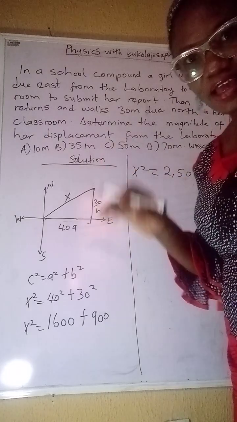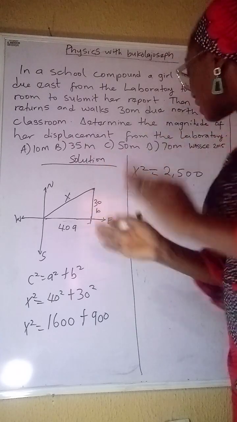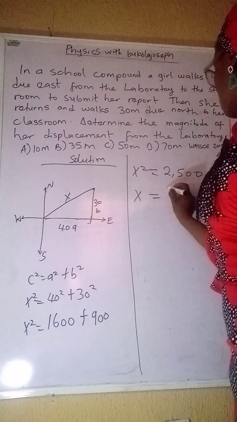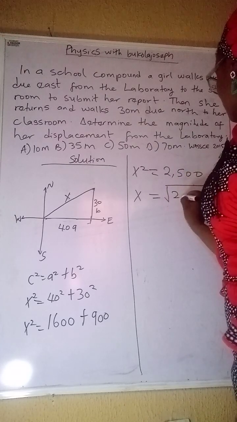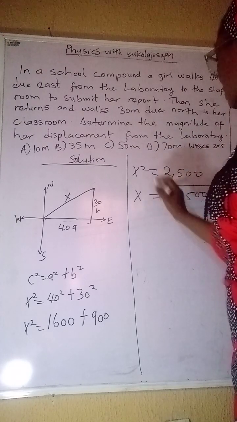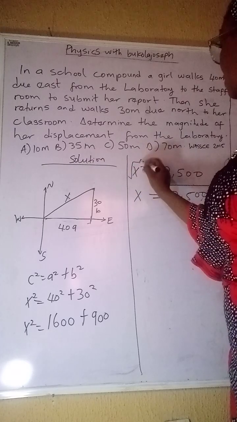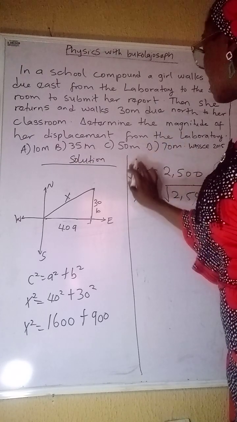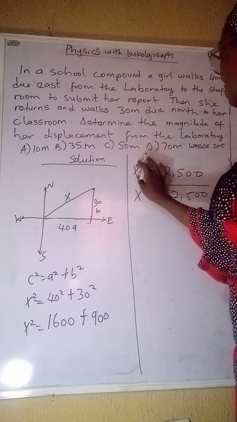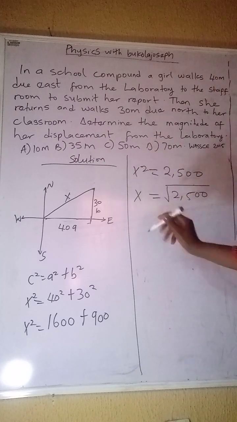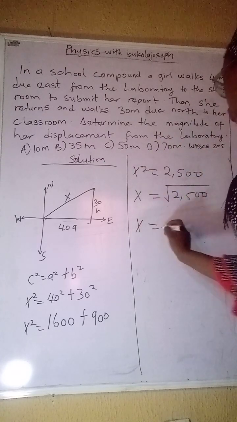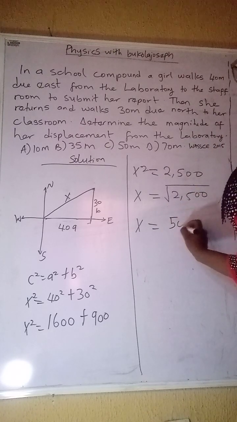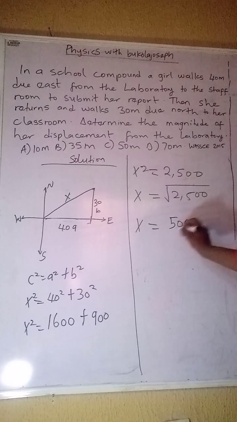So to find X, we square root both sides. If we square root both sides, the square root will cancel the square, and then you'll be left with X. The square root of 2,500, if you punch your calculator, you will have 50. So our answer is equal to 50 meters.